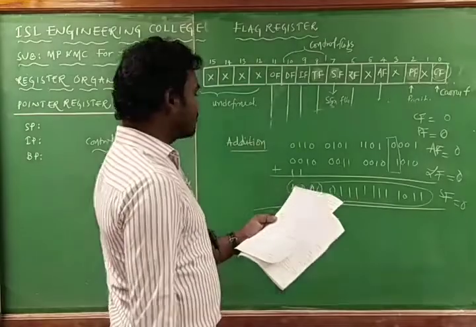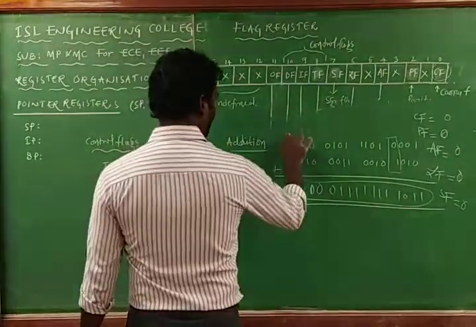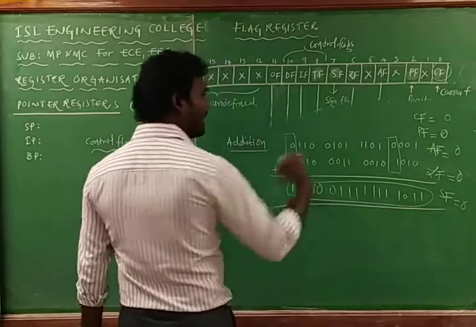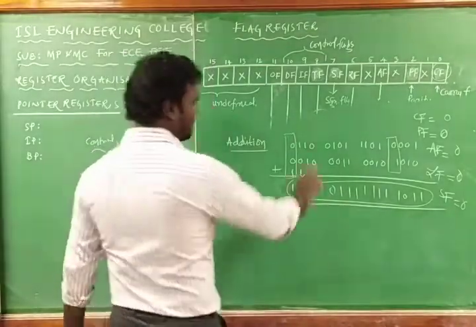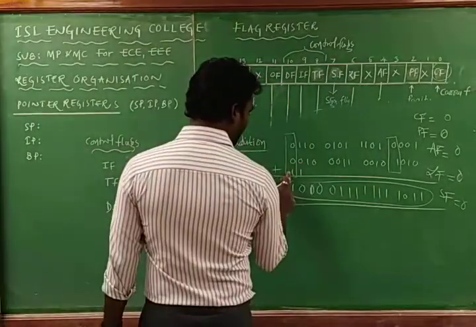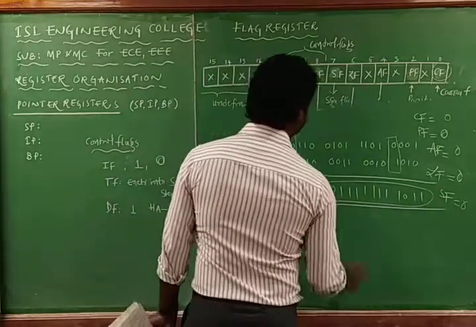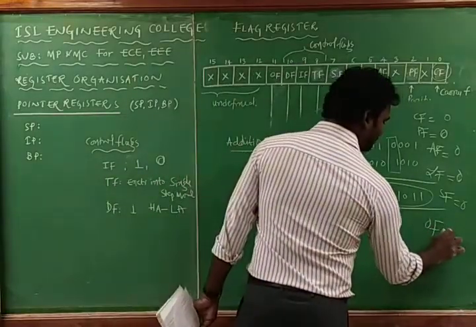And the last one is overflow. Overflow is nothing but, if there is a carry for the MSB, then it is set to 1, otherwise it is set to 0. Here there is a carry for the MSB, so it is set to 1. That is nothing but the overflow flag, OF equals 1.